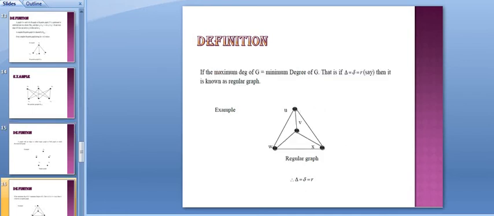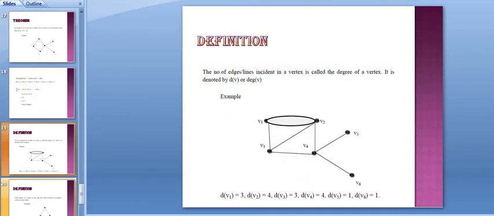Now we have a definition of regular graph. If the maximum degree of G equals the minimum degree of G, that is, if capital delta is equal to small delta which is equal to r, then it is known as a regular graph. This is an example for a regular graph. It is also called a cubic graph.